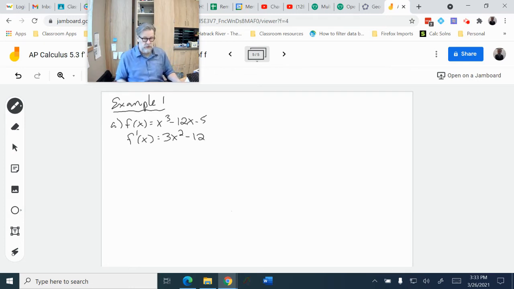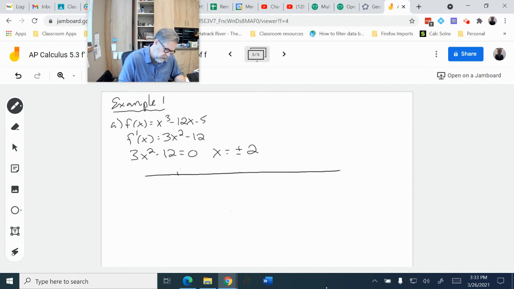I want to know where this is positive or negative, so I'm going to go all the way back to algebra, where what I start with is finding out where it's equal to 0. 3x squared minus 12 equals 0. Adding 12, dividing by 3, taking the square root, I get x equals plus or minus 2, which means that at negative 2 and at 2, this function is equal to 0.